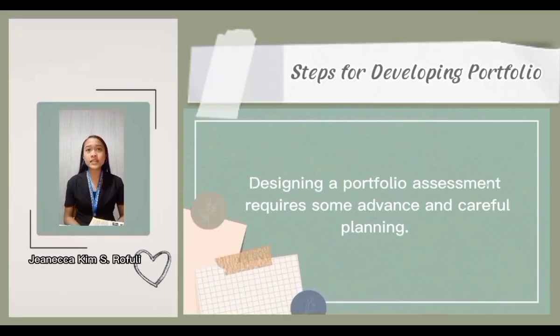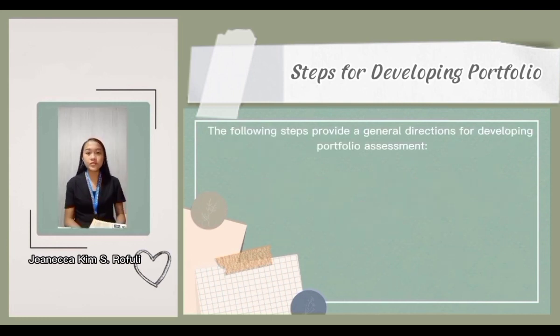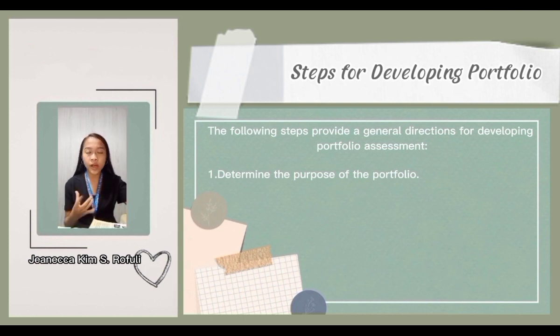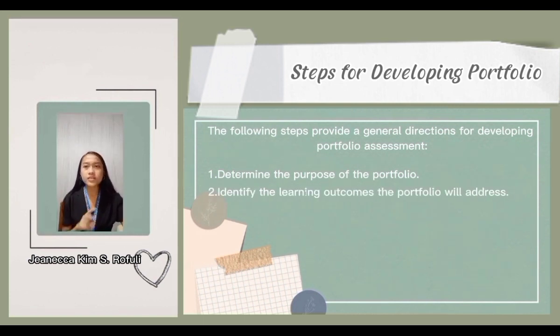Designing a portfolio assessment requires some advanced and careful planning. The following steps provide general directions for developing portfolio assessment. First is to determine the purpose of the portfolio. It decides how the results of a portfolio evaluation will be used to inform the program. Second is to identify the learning outcomes the portfolio will address. When planning to implement a portfolio requirement, the program may need to modify activities or outcomes in courses, the program, or the institution.